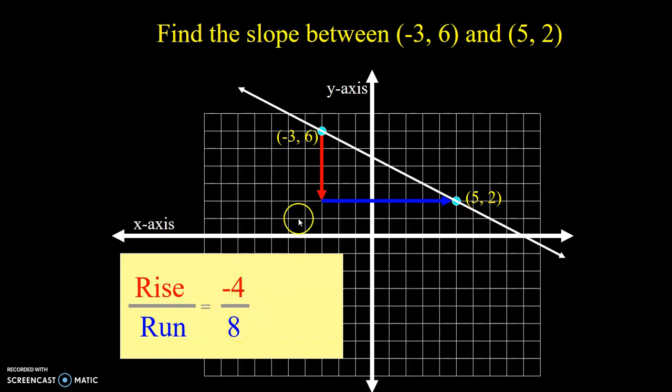Remember that when it drops, it will be negative. And if it is running to the right, it will be positive. But if it's going to the left, it will be negative. Because here, on this side, negative infinity and positive infinity. Positive infinity going up, negative infinity going down. So therefore, it is 1 over 2.